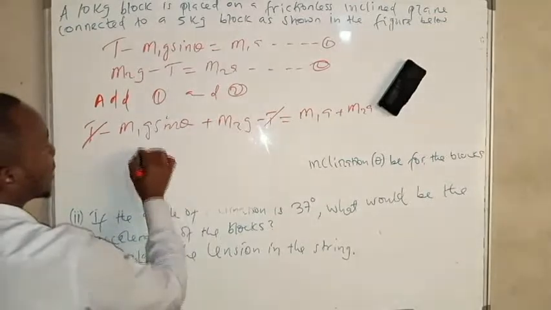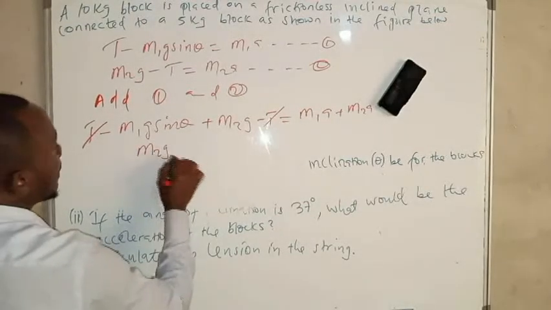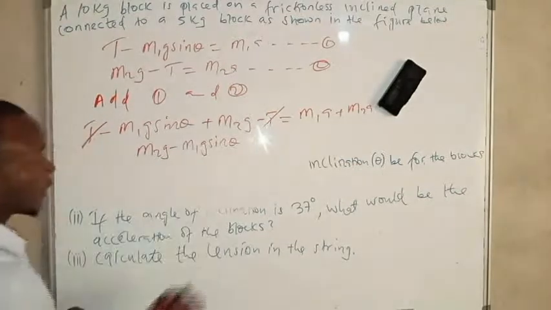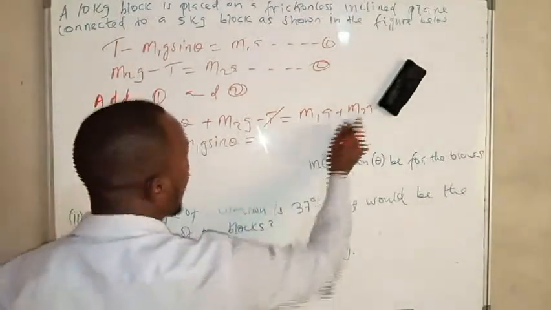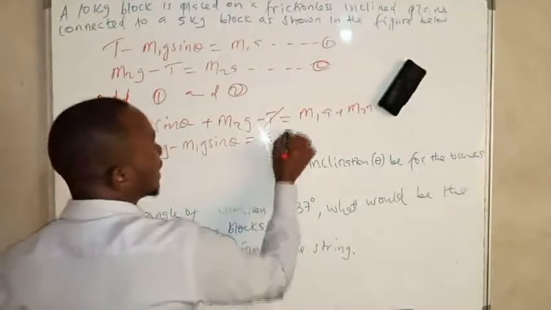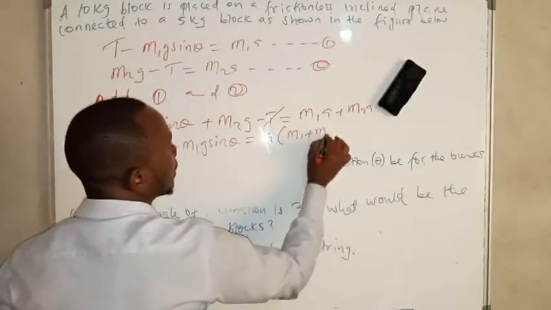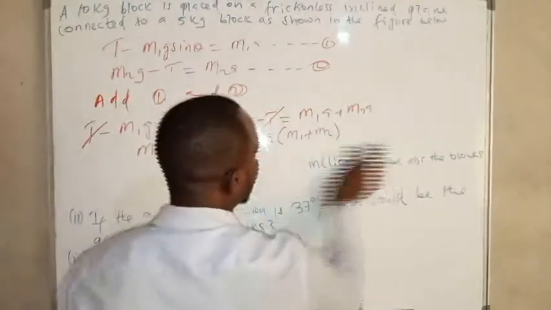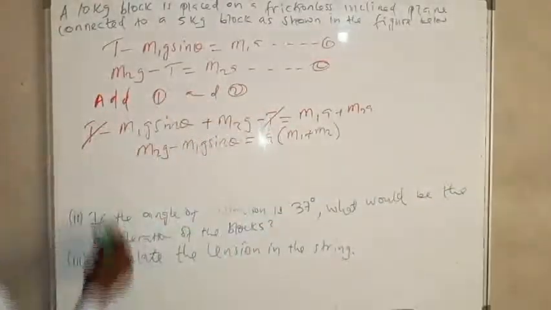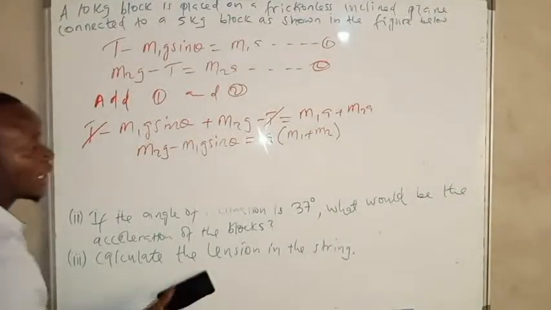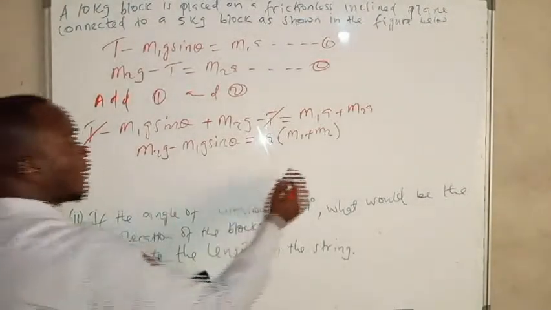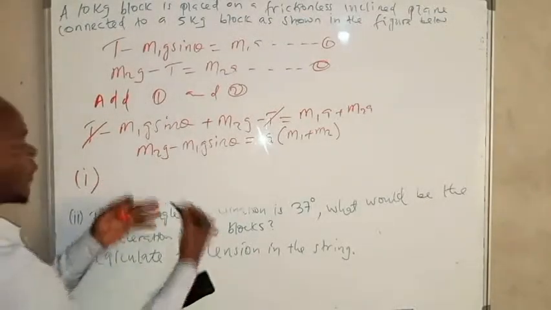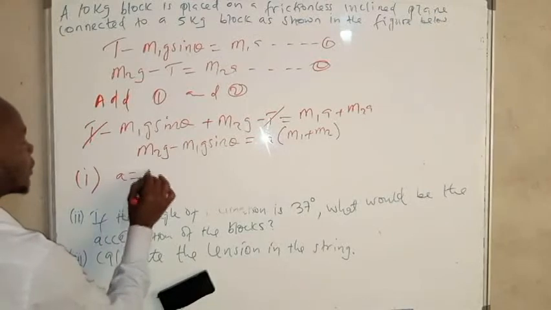So we can even write it like this: m2g minus m1g sine theta. This must give us the common acceleration, so we can factor it out: m1 plus m2. From here, the first question asks us to find the angle of inclination so that the blocks are motionless. So for question number 1, for the blocks to be motionless, a must be equal to 0.